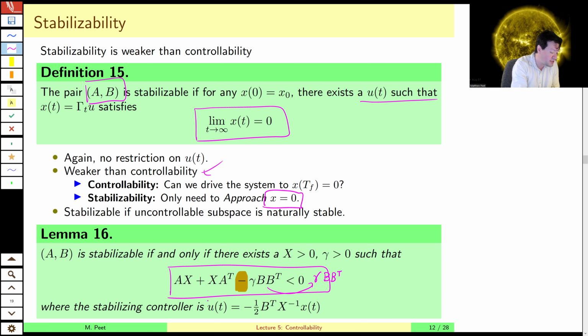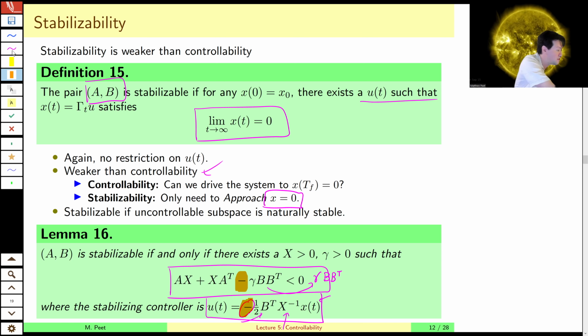Furthermore, you can say something a little bit more. If you have a solution to this inequality, that gives you a stabilizing controller. Much in the same way as the similar form of the controller that we had before, a stabilizing controller in this case is given here. Just take the inverse of the Grammian, apply it to the state, and put a B in front of it. And there's a negative sign here. Don't forget the negative sign. These signs switch back and forth. A common mistake is people mess up the negative signs.